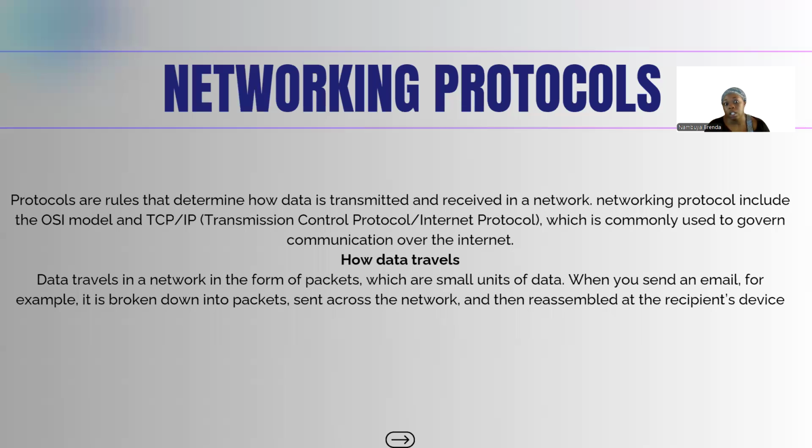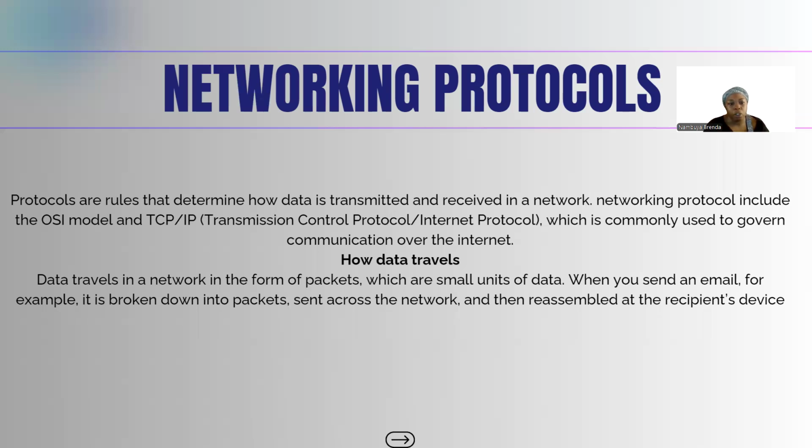So these include models like the OSI model and the TCP/IP model, which are commonly used and govern connections over the internet. So how does data travel? Data travels in the form of packets, which are small units of data.